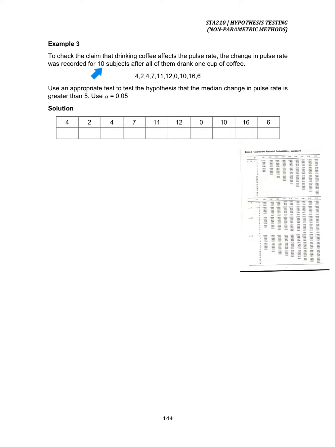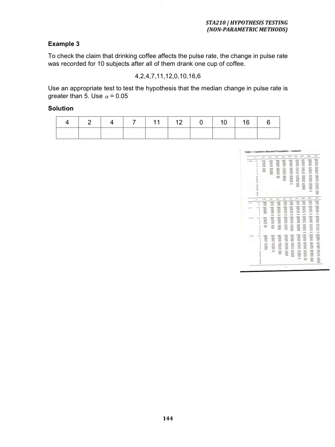To check the claim that drinking coffee affects the pulse rate, the change in pulse rate was recorded for 10 subjects after all of them drank 1 cup of coffee. Okay, so these are the pulse rate there. Okay, use an appropriate test to test the hypothesis that the median change in pulse rate is greater than 5. Use alpha equals to 0.05.